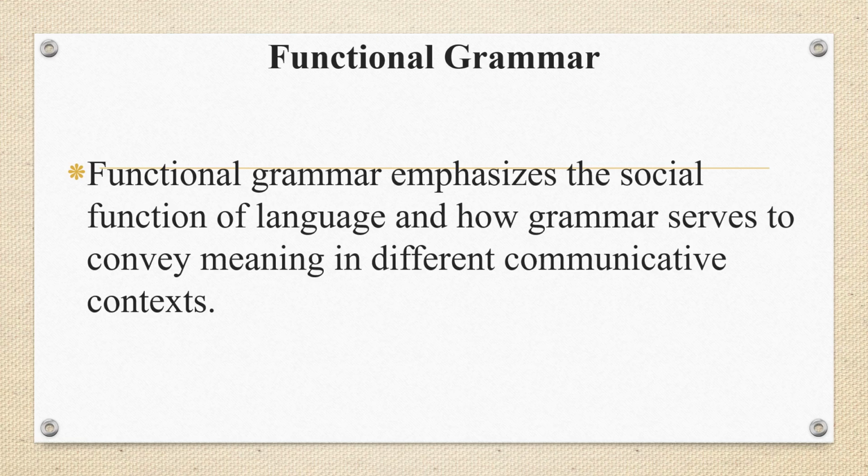Connectors and cohesion. Functional grammar highlights how connectors, that is, words like and, but, because, etc., create relationships between ideas and ensure the smooth flow in the text. Example: I went to the store, but it was closed. The word but creates a contrast between the two ideas.